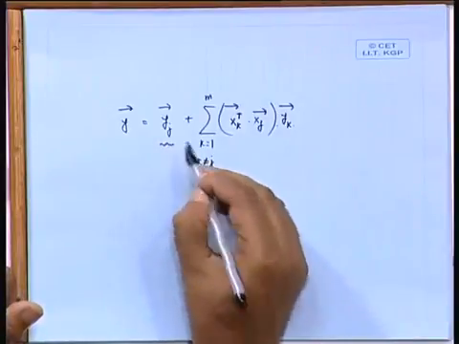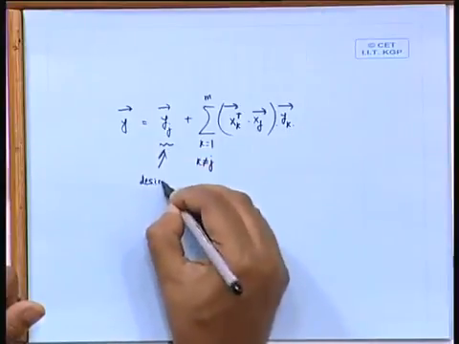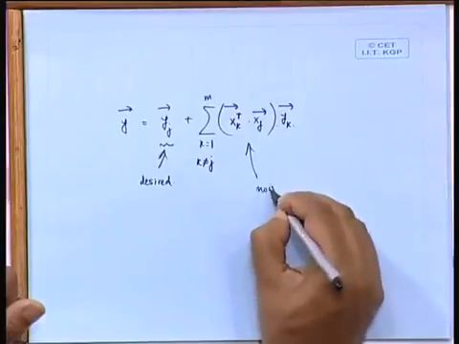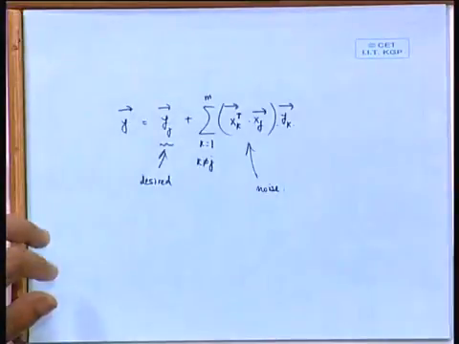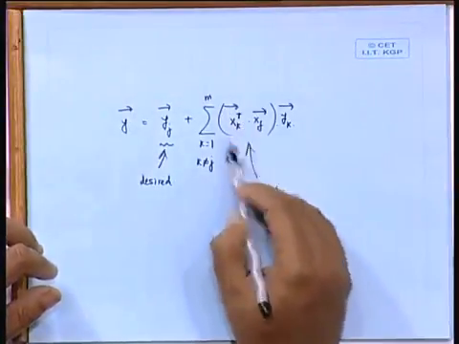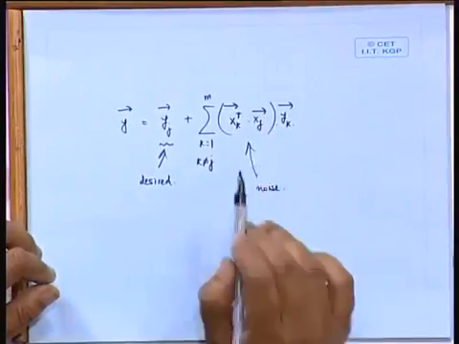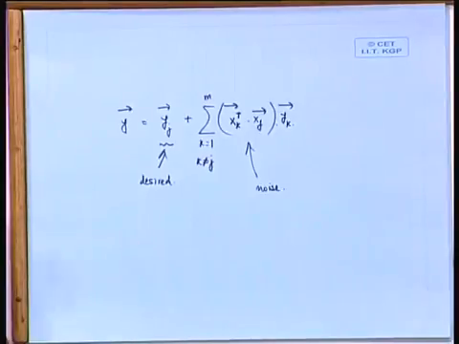Now this one is very simple. This is our desired term, and this is the term that contributes to noise. And if we are talking in terms of the conditions for perfect recall, then what we need is that this term should ultimately be equated to 0. So let us see what conditions we are getting for that.